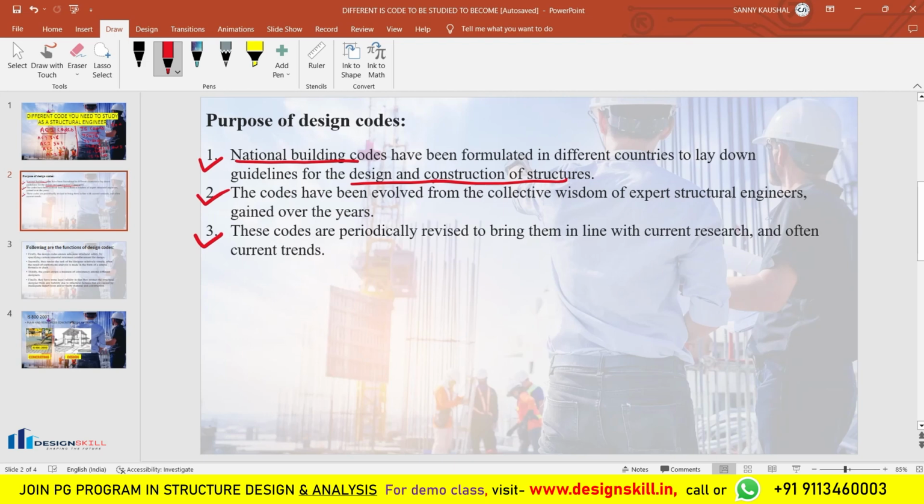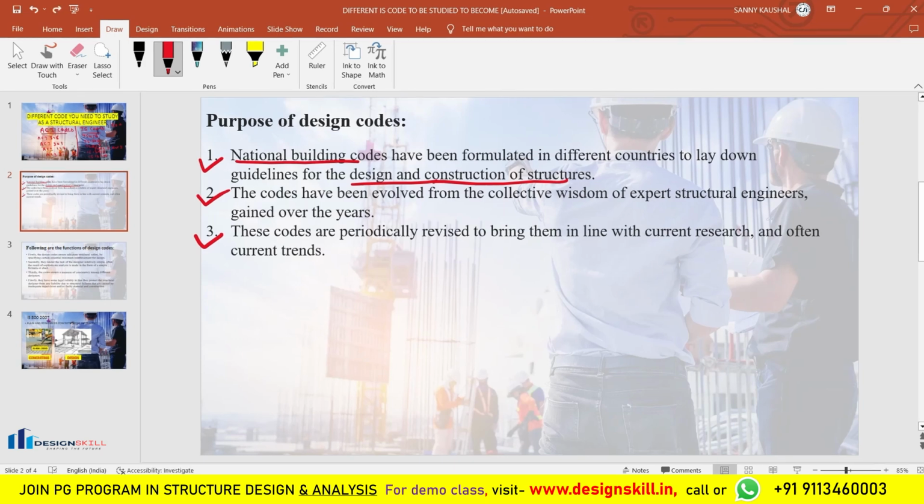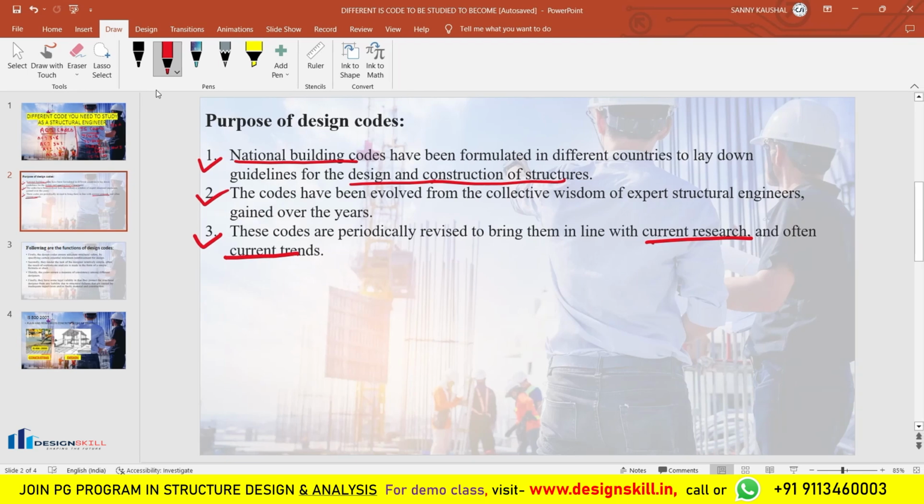After 2-3 years the code gets revised, and the revision of the code depends upon the current research going on in the particular country, and also upon the current trends. On the basis of the current trends and research in the particular country, the national building codes get revised. There is always some research going on, and on the basis of that research these codes get revised after a few years.